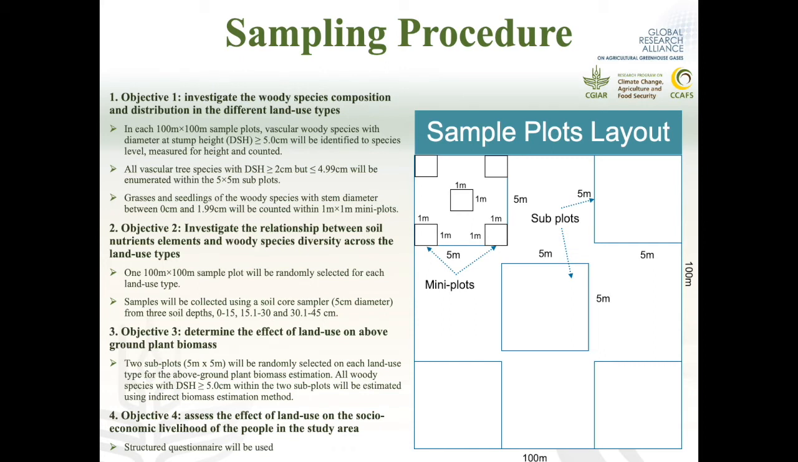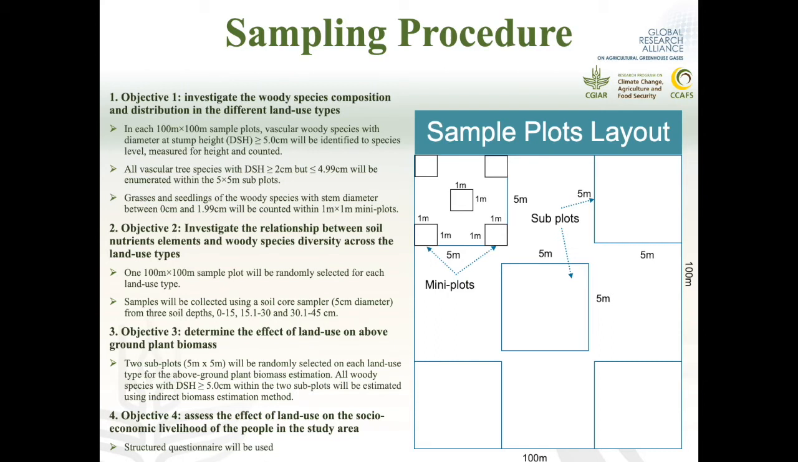Now, trees would be investigated within the 100 by 100 meter sample plots, while shrubs and then saplings would only be restricted for investigation within the subplots. Herbaceous species and then seedlings would be investigated within the mini plots, that's the 1 meter by 1 meter plots. Now, objective 2.